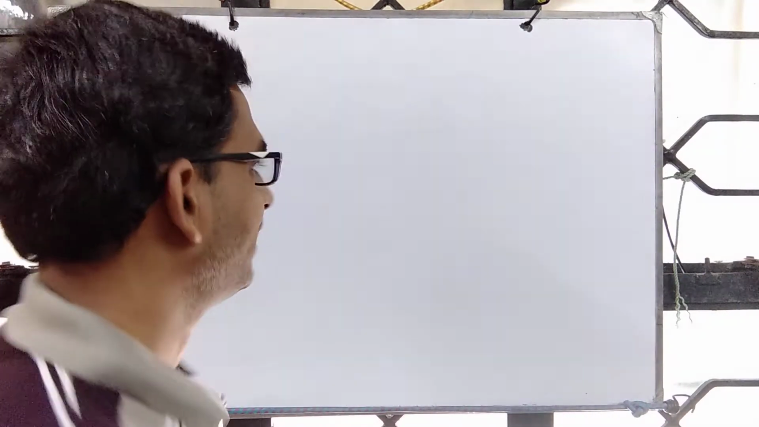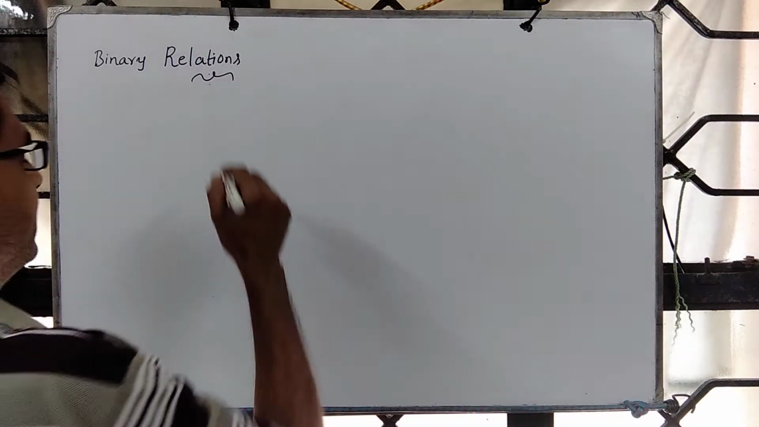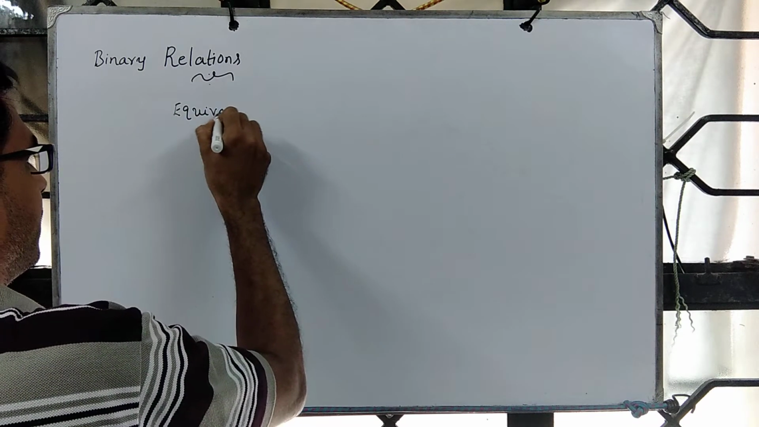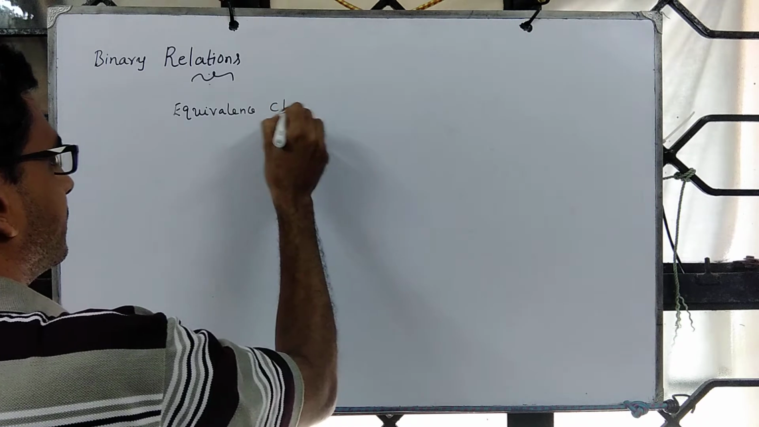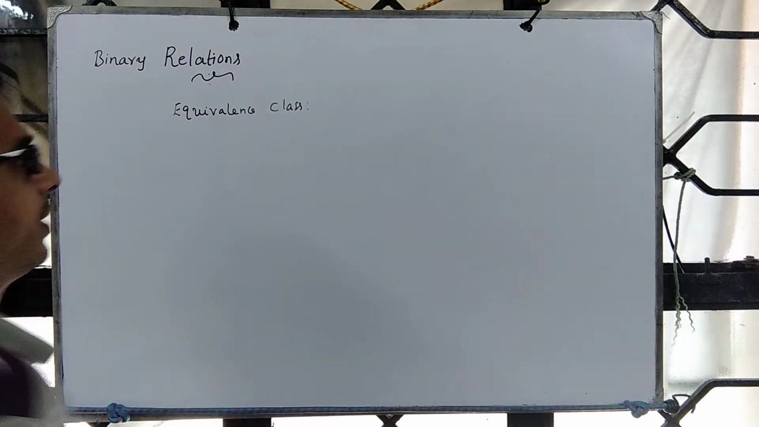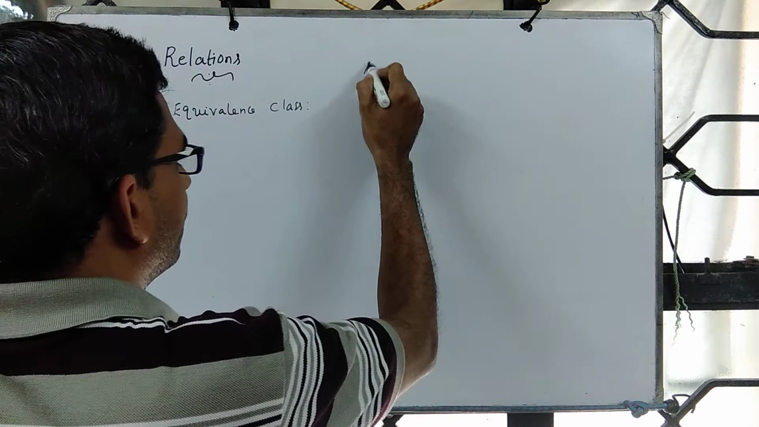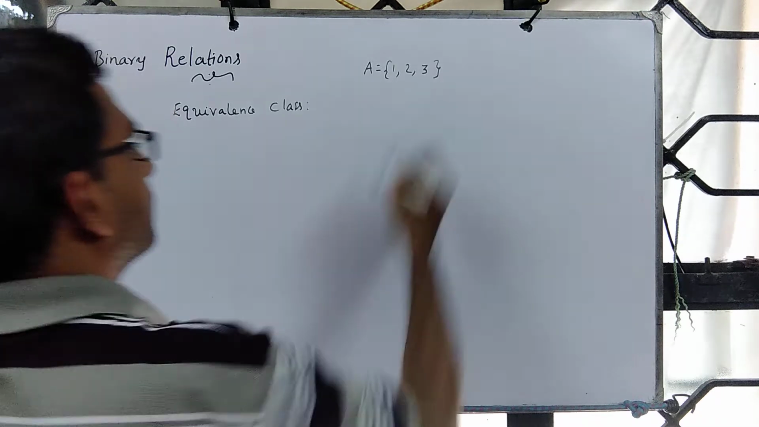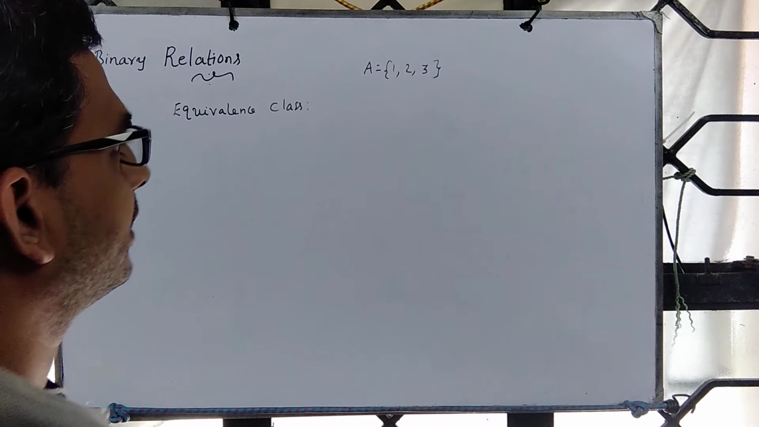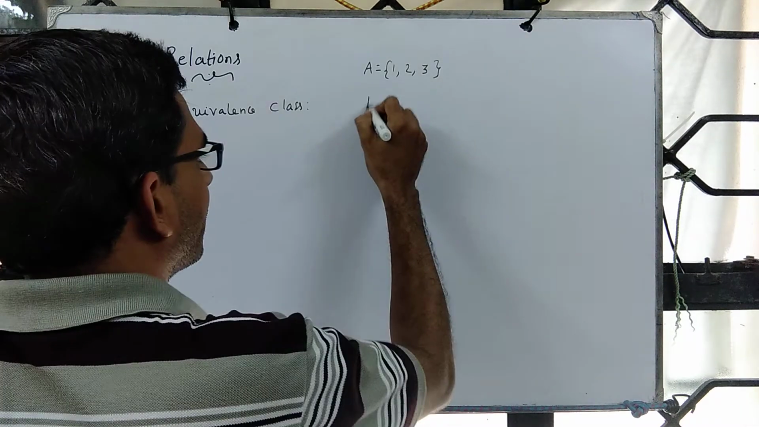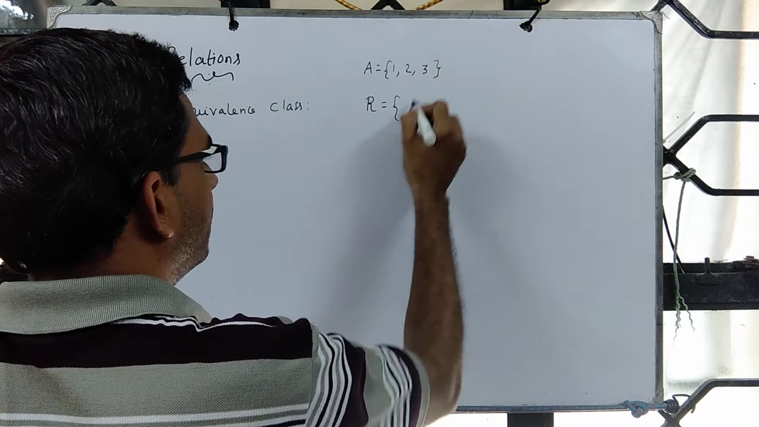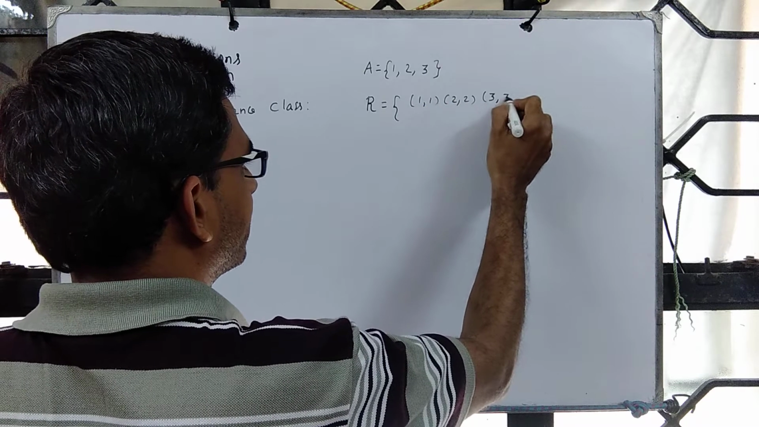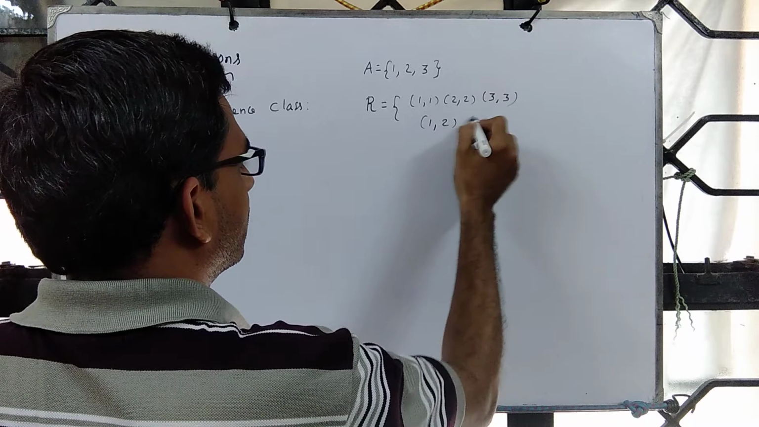Having defined equivalence relations and partial orders, we next define something called equivalence class. It is defined for an equivalence relation with some underlying set. Consider this set A equals {1, 2, 3} and an equivalence relation R, which is {(1,1), (2,2), (3,3), (1,2) and (2,1)}.